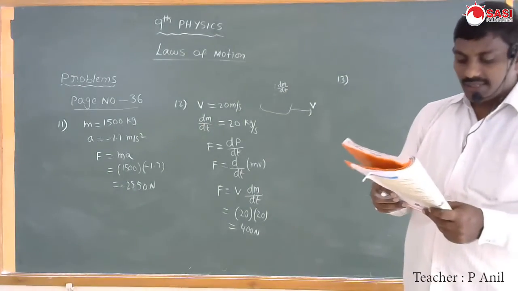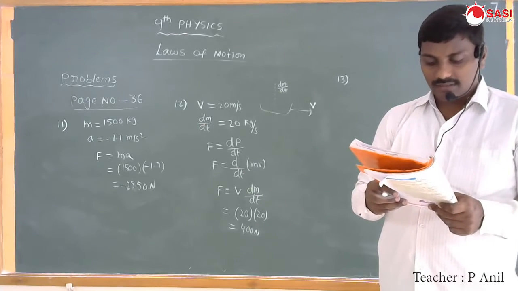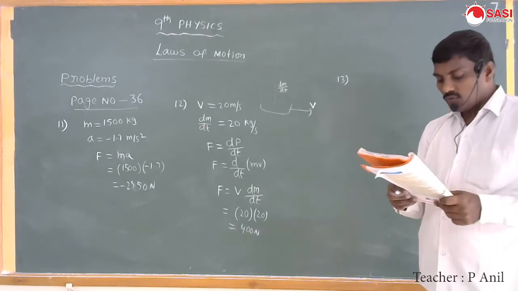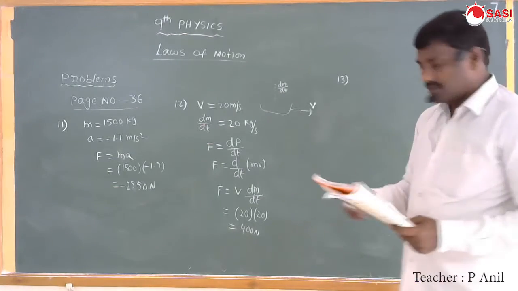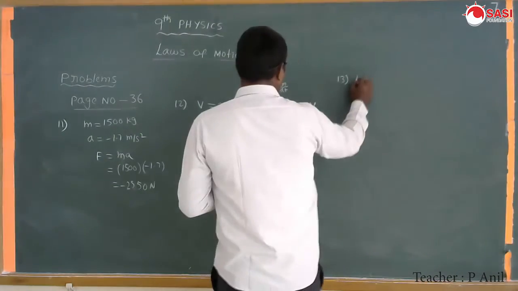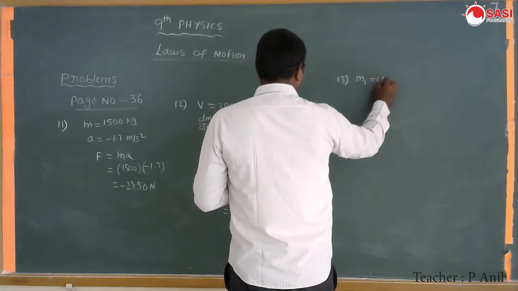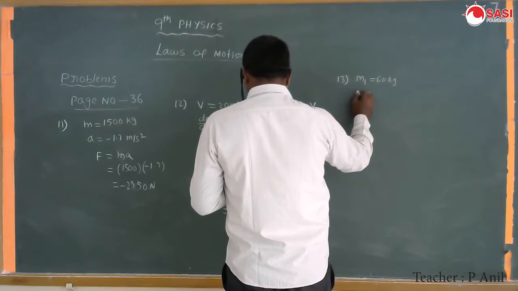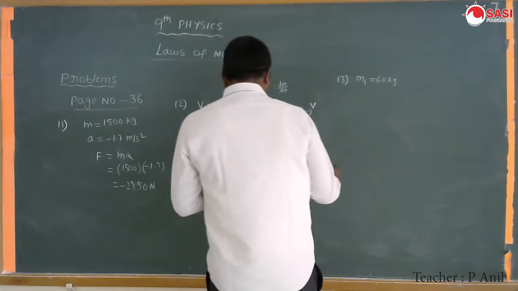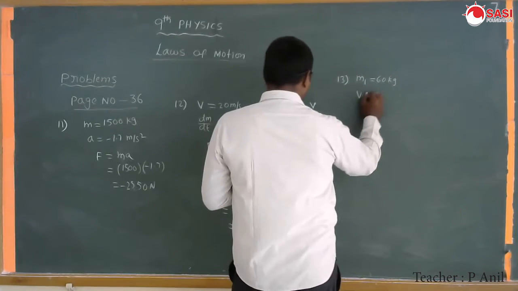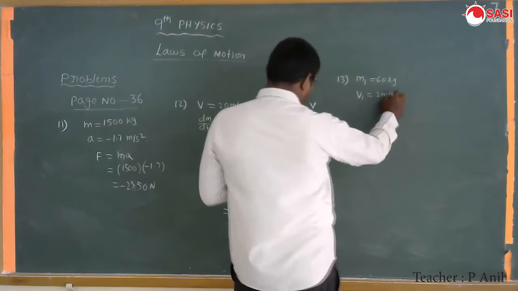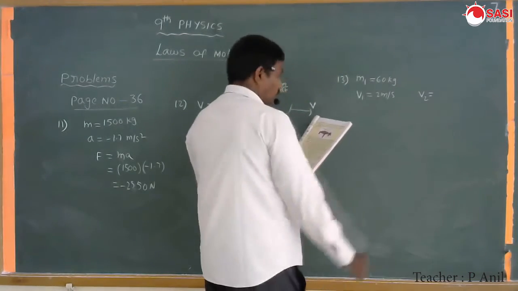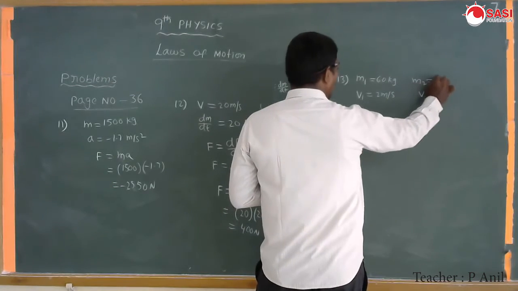Two ice skaters initially at rest push off each other. One skater has a mass of 60 kg and a velocity of 2 meter per second. What is the velocity of the other skater? How to find it? The mass of the other skater is given as 40 kg.